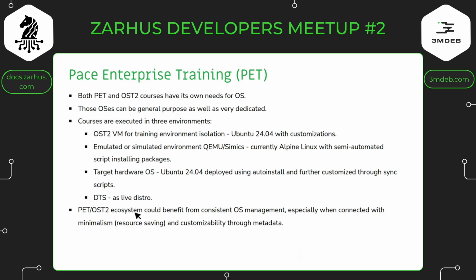And then finally we have DTS, which is used as a live distro for the Odroid. All these 4 are used, and you have to keep consistency among all of them to make sure that all the exercises always pass, even if the trainings evolve, Ubuntu is upgraded, and so on. So this is an area that definitely the Zarhus team can help and should help.